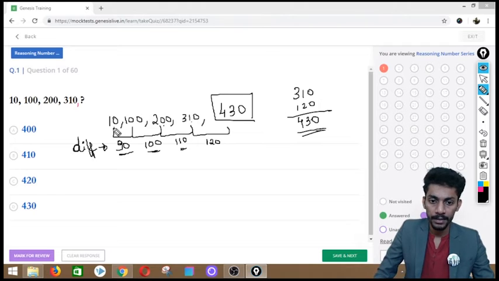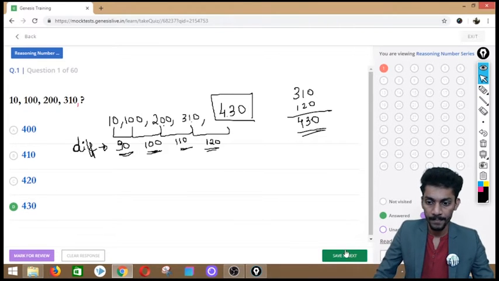Okay, I'll explain again. Take the difference. The difference is 90 here, 100 here, next is 110, and the last should be 120 because a pattern is followed: 90, 100, 110, next should be 120. So 310 plus 120 is 430. So that is option D. Mark option D and go for the next question.